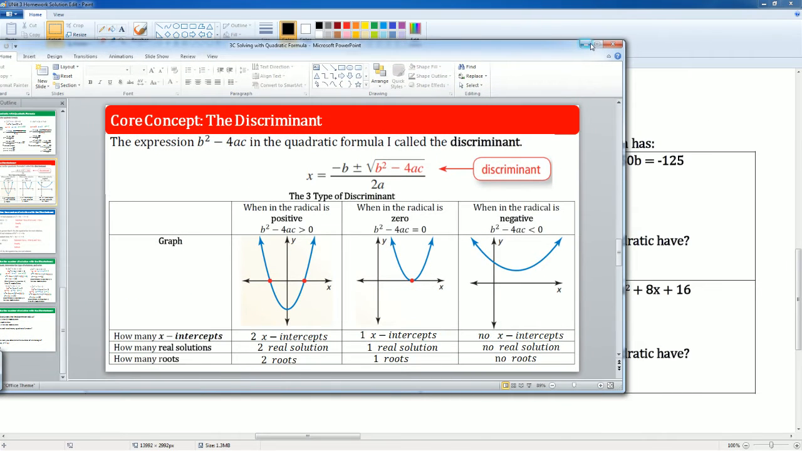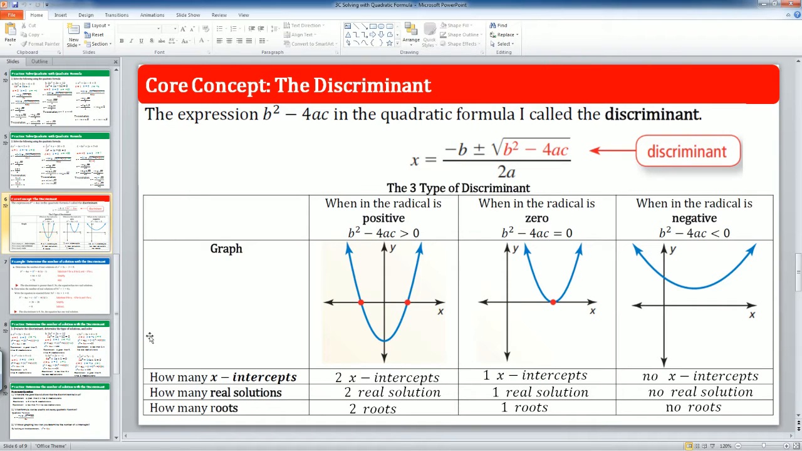Okay, I would like to remind you about the core concept that we learned in class. The discriminant is the stuff inside of that radical. So the discriminant is basically b squared minus 4ac. Based on the value of b squared minus 4ac, you can determine if it has 2 real solutions, 1 real solution, or 0 solutions. It depends on what that b squared minus 4ac is.